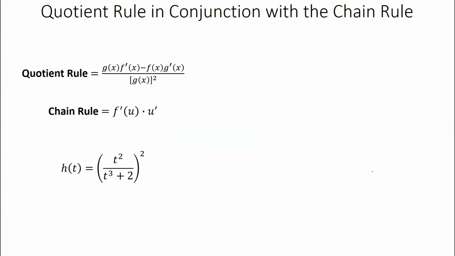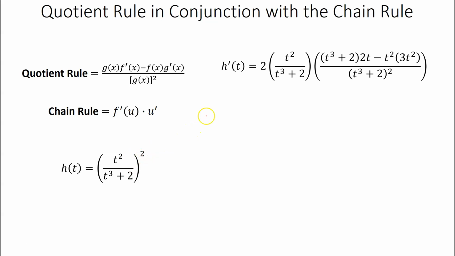Okay, we can do the same thing with the quotient rule. What if we have a quotient rule situation and we have a function inside of a function? Well, then we need to combine the quotient rule with the chain rule. So here I've got t squared over t cubed plus 2, all inside of this thing being squared.